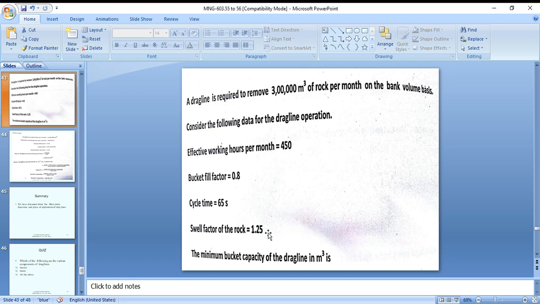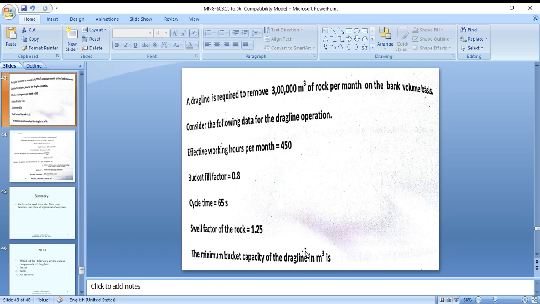is 1.25. Most dragline swell factors are higher because the material is not of fine size. The swell factor is higher because it is consolidated material, not overburden material. It is 1.25. So then we calculate the bucket capacity.